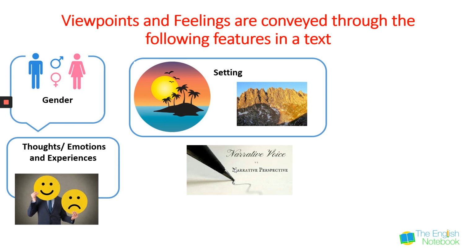For example, the first person narrative would be very different in many ways to the third person narrative, because remember, the first person narrative gives the reader much more intimate understanding of the experiences that the writer is having, or a much more intimate sort of understanding of the thoughts and feelings of a writer.